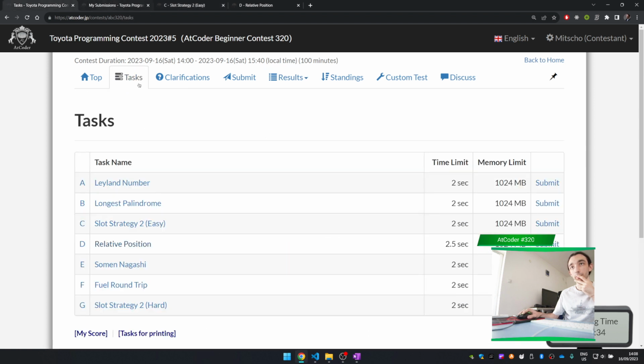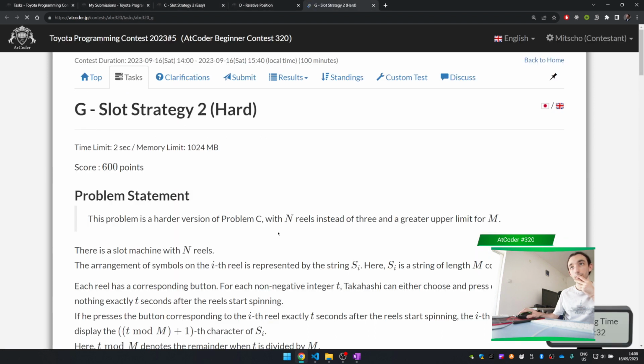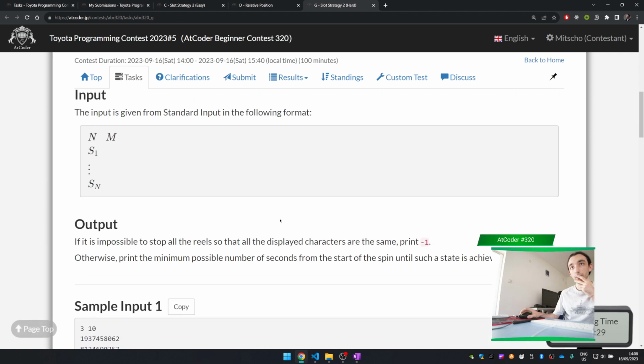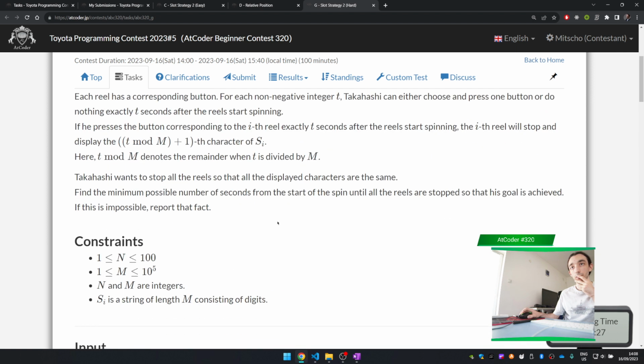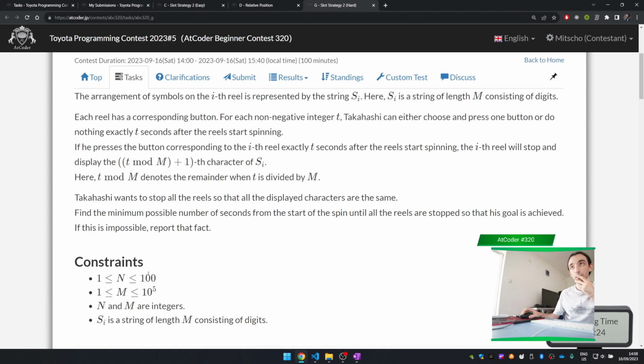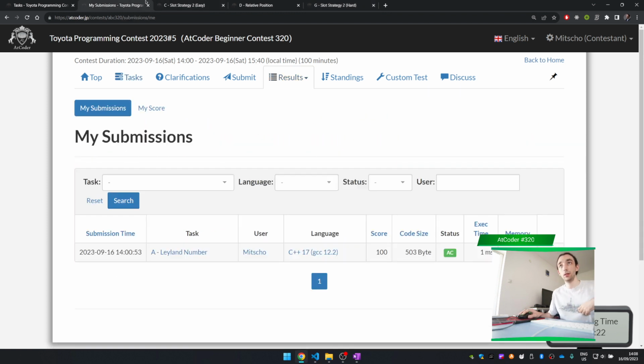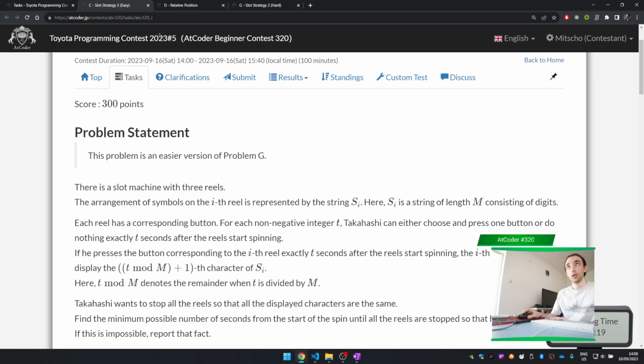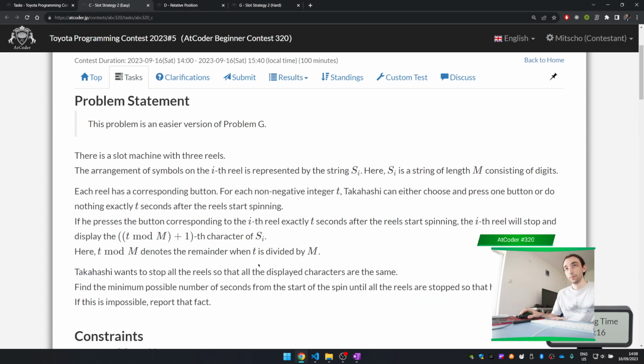This is an easier version of problem G. What is problem G? What is the difference between problem G? M goes up to 10 to the 5. And there are these reels. Okay, so for each time he can press one button or do nothing exactly t seconds after the reels start.